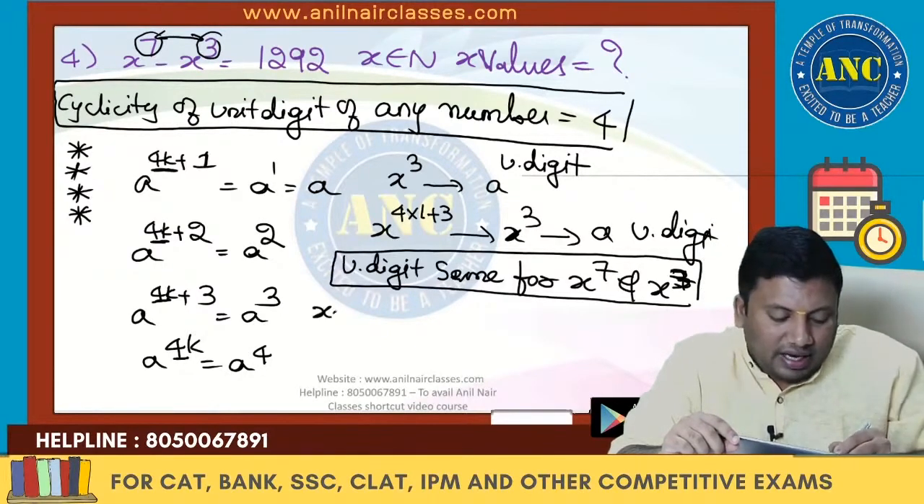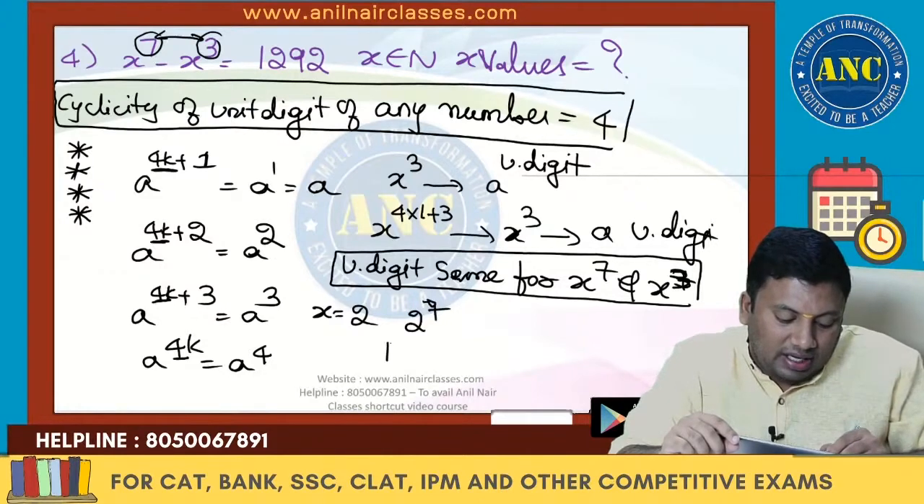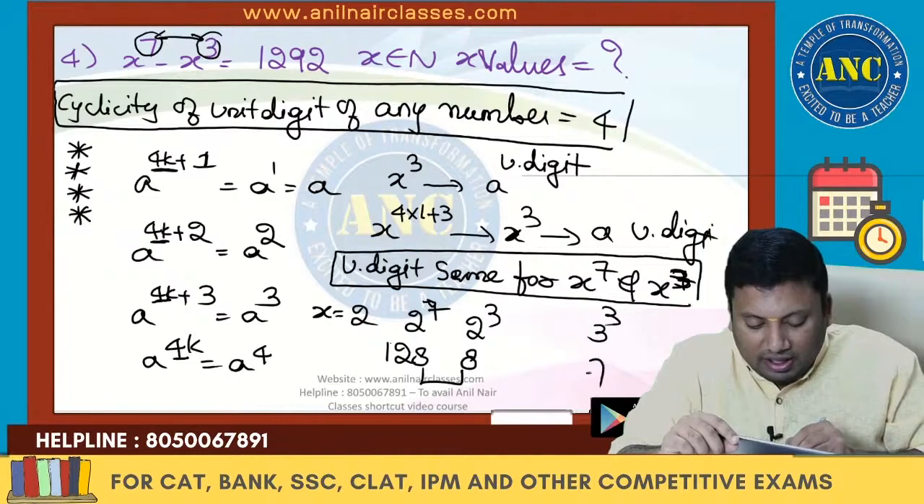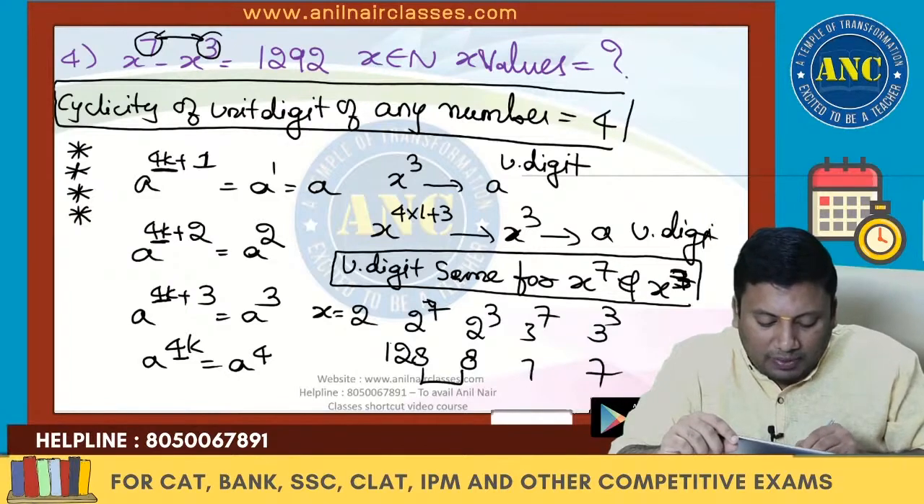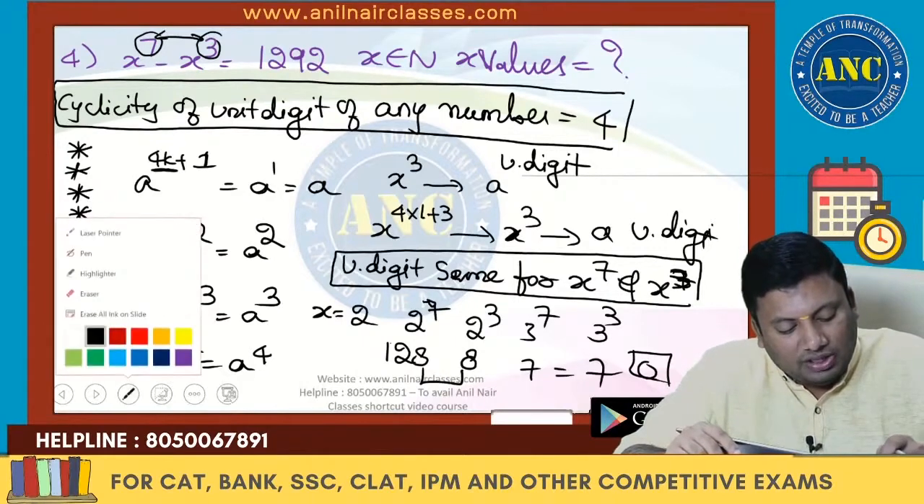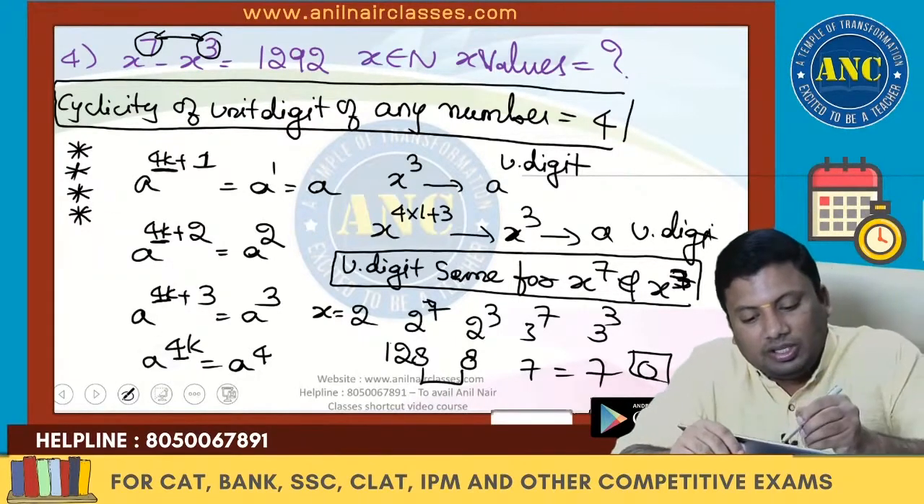So if I take x value 2, for example, 2 power 7 is 128. 2 power 3 is 8. 8 minus 8, it is 0. 3 power 3 is 27. 3 power 7 also, it will be 7. 7 minus 7 is 0. Right hand side unit digit should be 0.